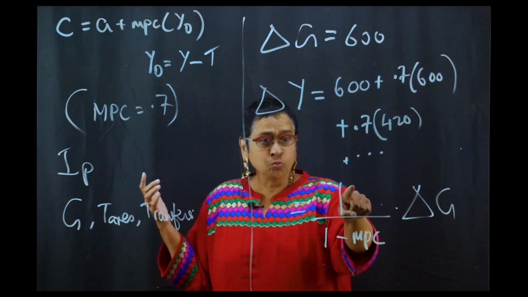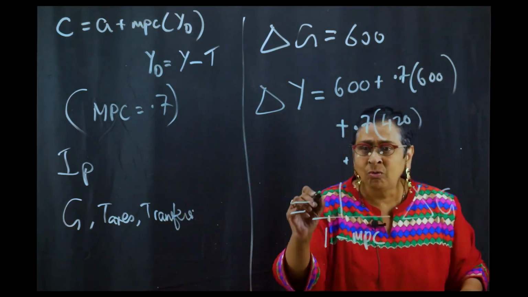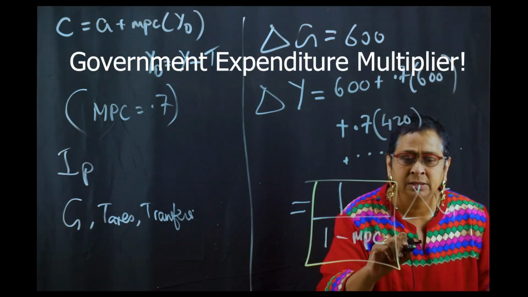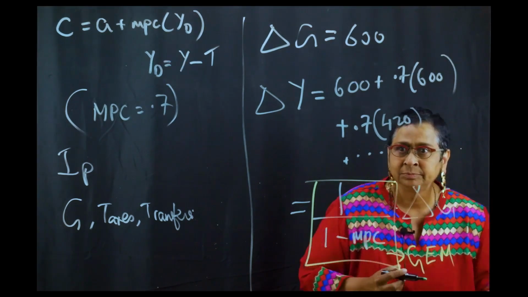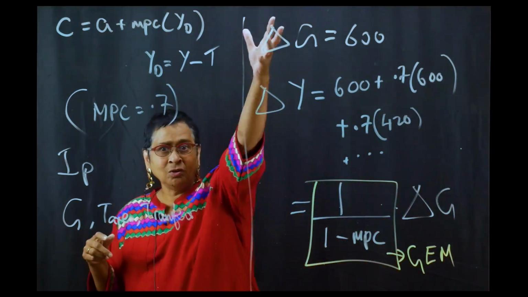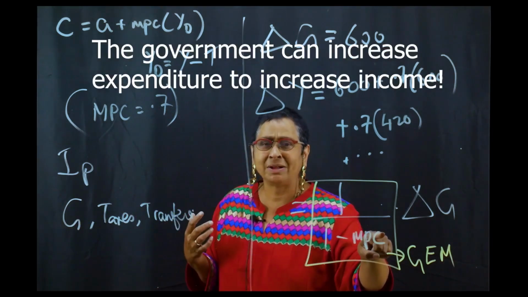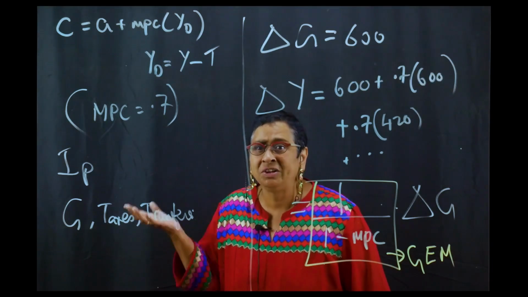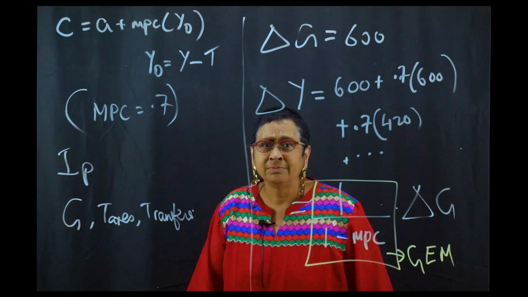So this 1 over 1 minus MPC is also going to be called the government expenditure multiplier. So that's the first thing. The government can increase G to increase income, and I can use the government expenditure multiplier to figure out the amount by which Y will increase for every dollar increase by the government expenditure.